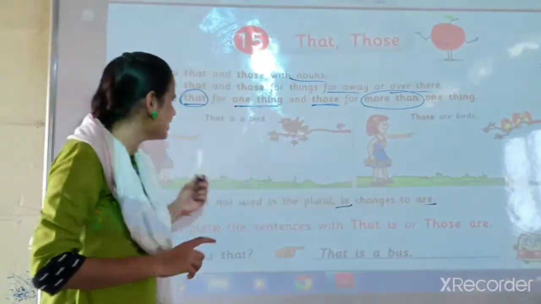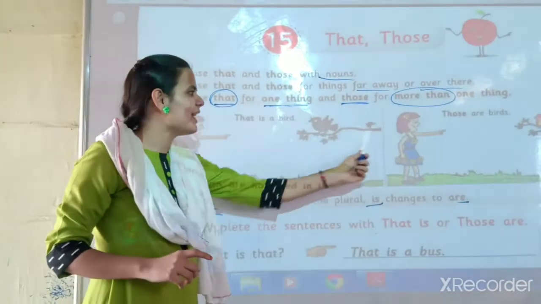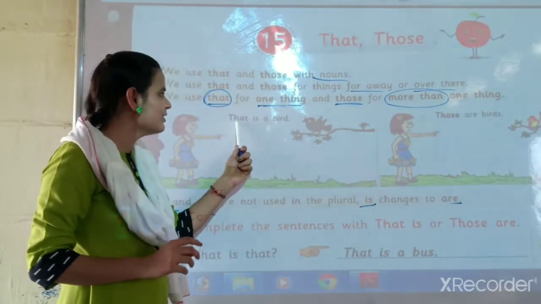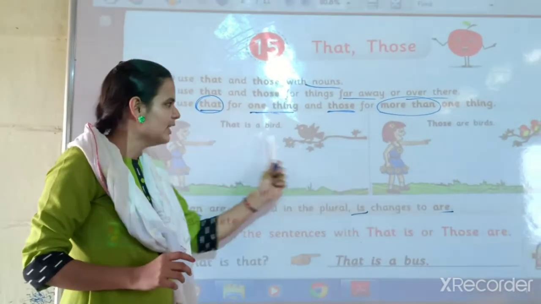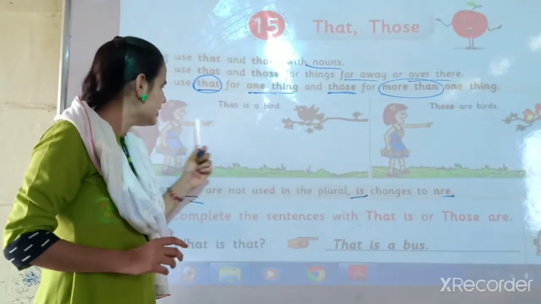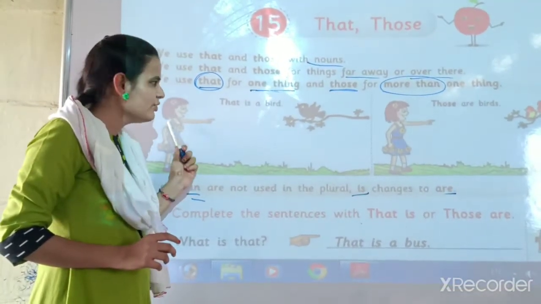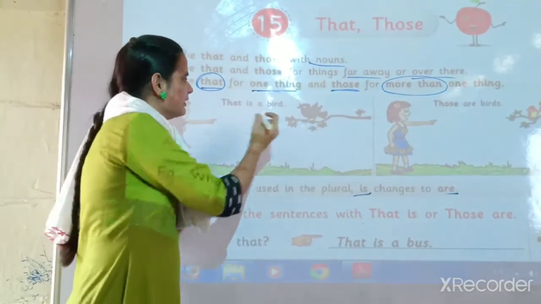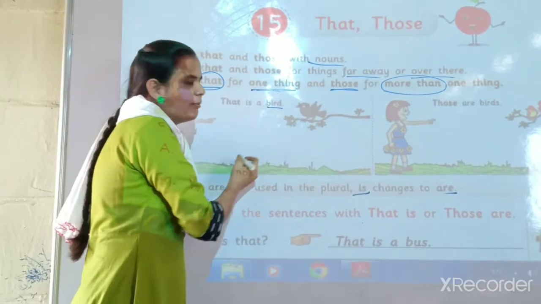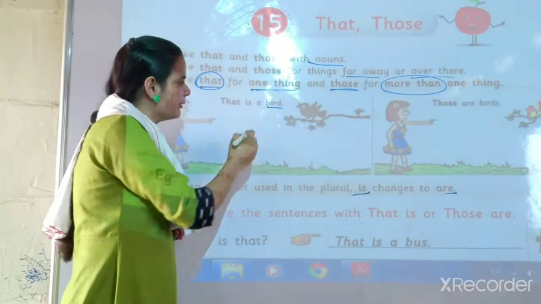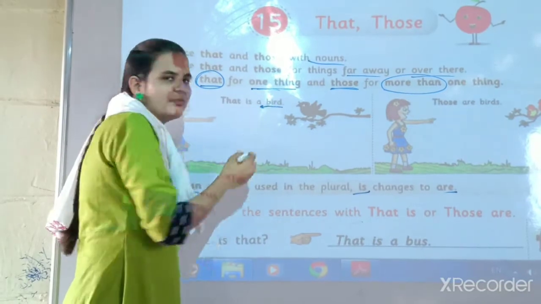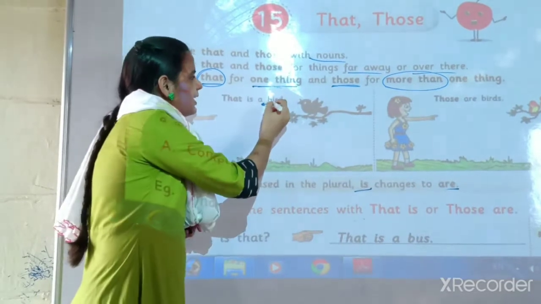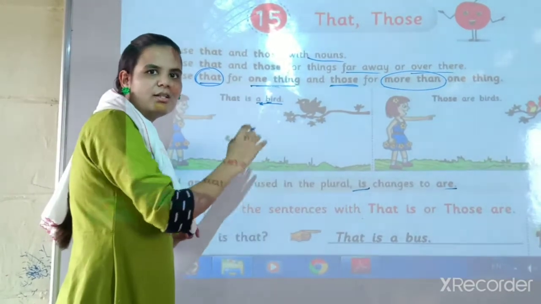As you can see in this picture, here is a girl, this is a branch of a tree and a bird is sitting on the branch. So the sentence is, that is a bird. This bird is far away from this girl. So she is saying that is a bird. Here are how many birds? Only one bird. That's why we are writing B-I-R-D bird. We have seen about articles. As B is a consonant, we will write here a bird.